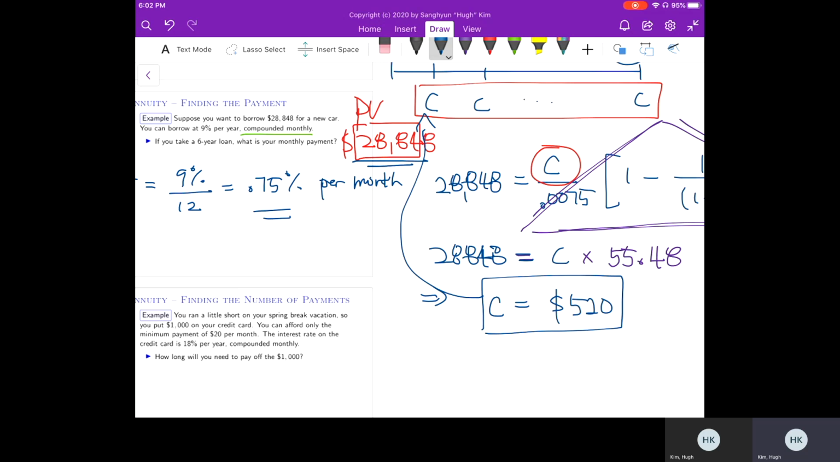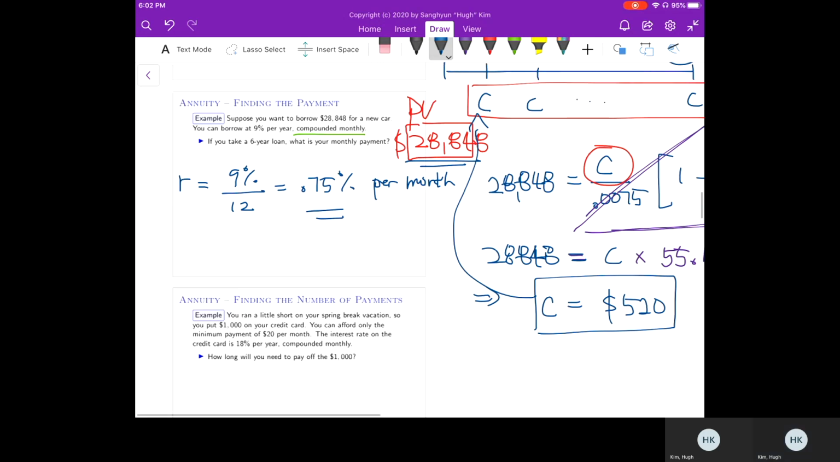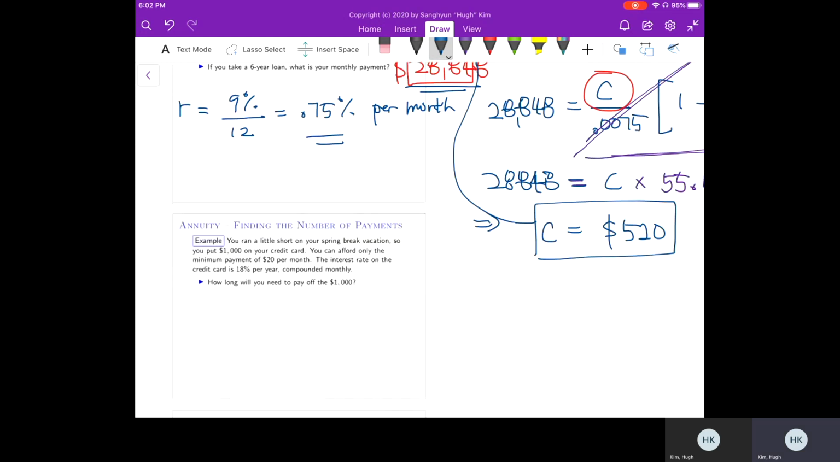Okay, let's look at a different situation, which you may see quite often. Suppose you ran a little short on your spring break vacation, so you put $1,000 on your credit card, and you can afford only the minimum payment of $20 per month. Sounds familiar, right? The interest rate on your credit card is 18% per year, compounded monthly. So you make monthly interest payments on your credit card. You want to know how long you will need to pay off this $1,000.